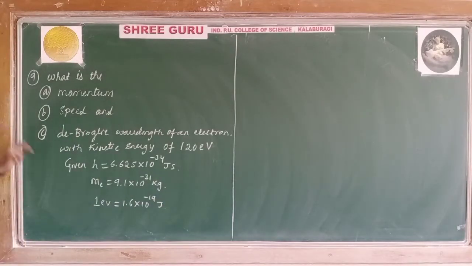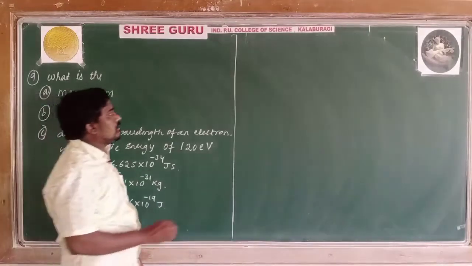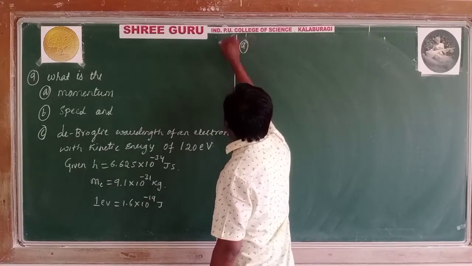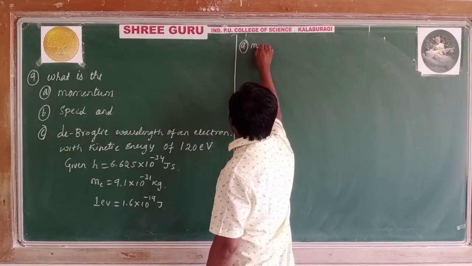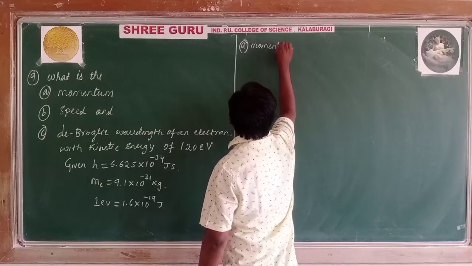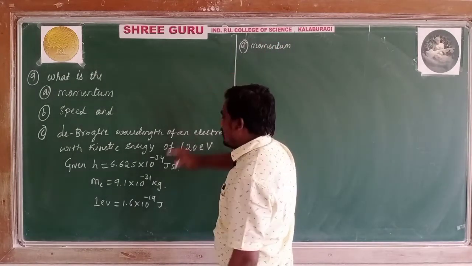These are the given values. First we find the momentum, then we find the speed, and then we find the de Broglie wavelength. The de Broglie wavelength formula we know, and the momentum formula also we know. First one, momentum. How to solve the momentum? From the given values only. What are the given values?